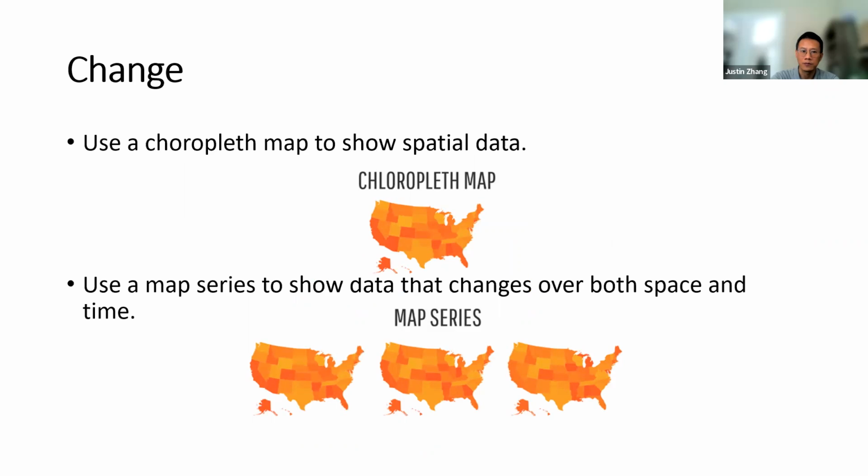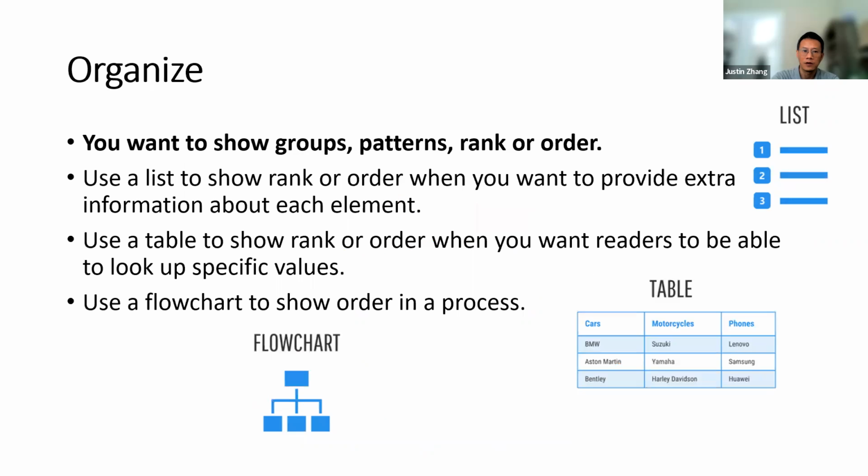So a map, a choropleth map, or a map series can be used to show changes over time, over space, or both time and space.